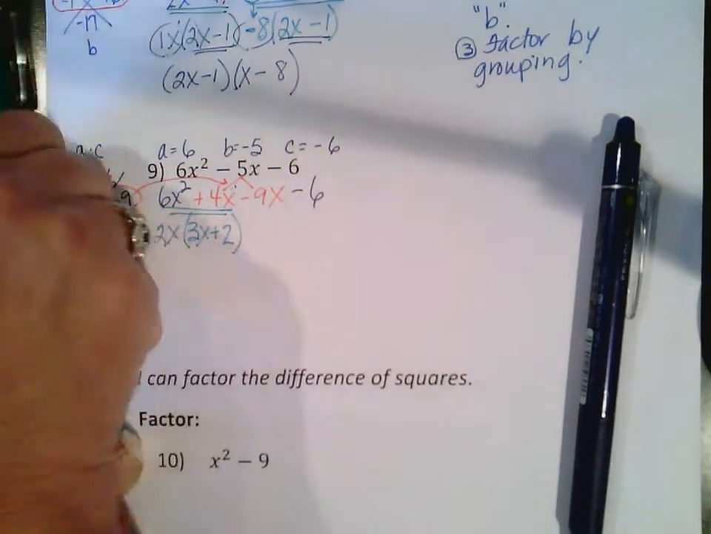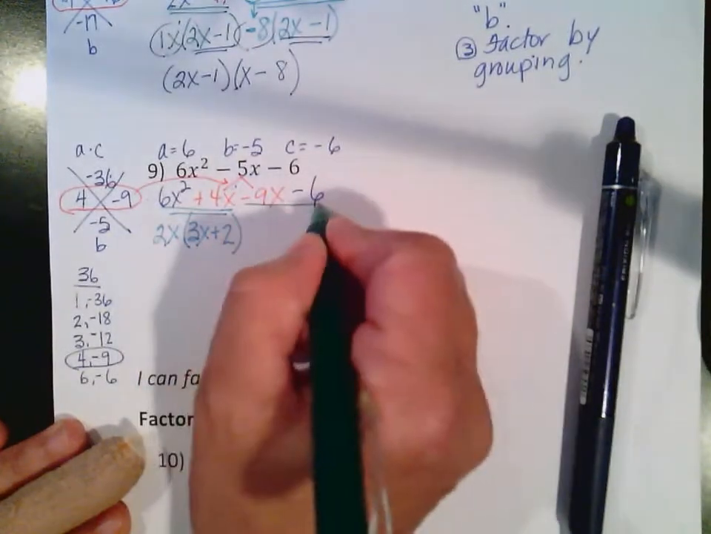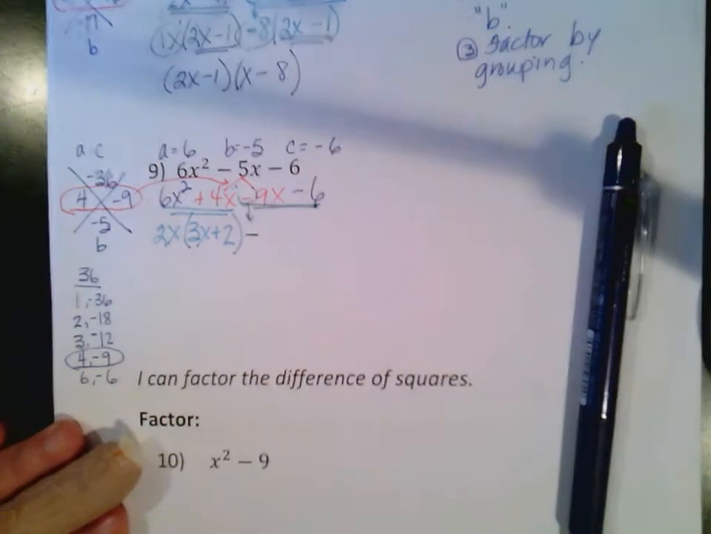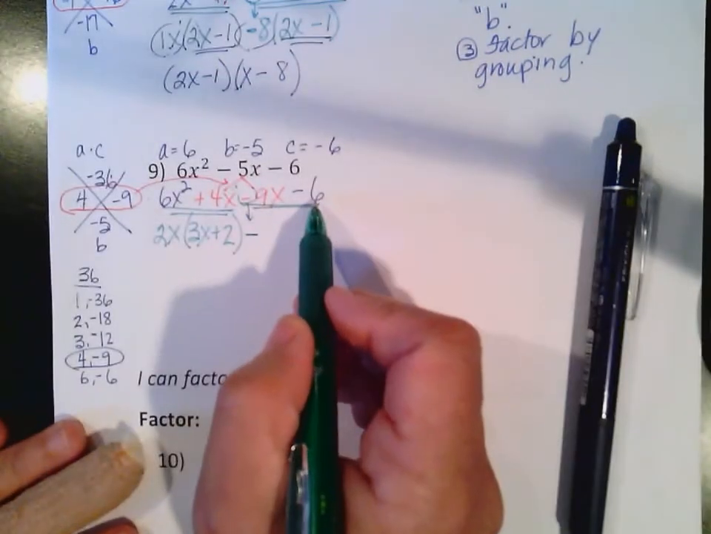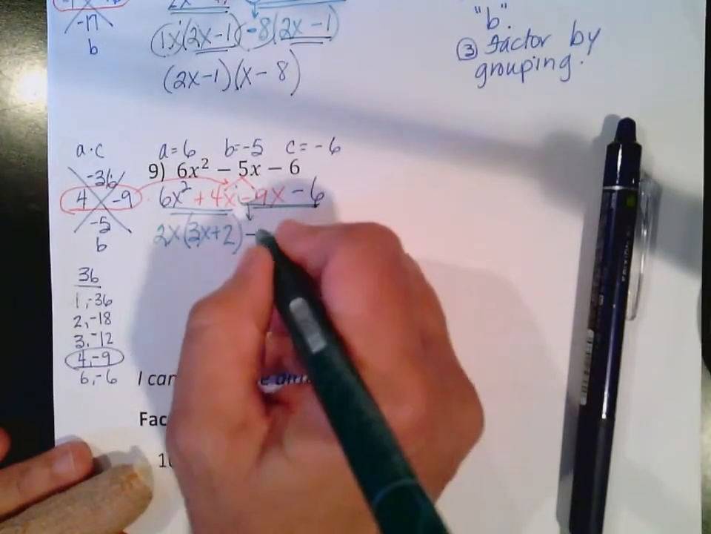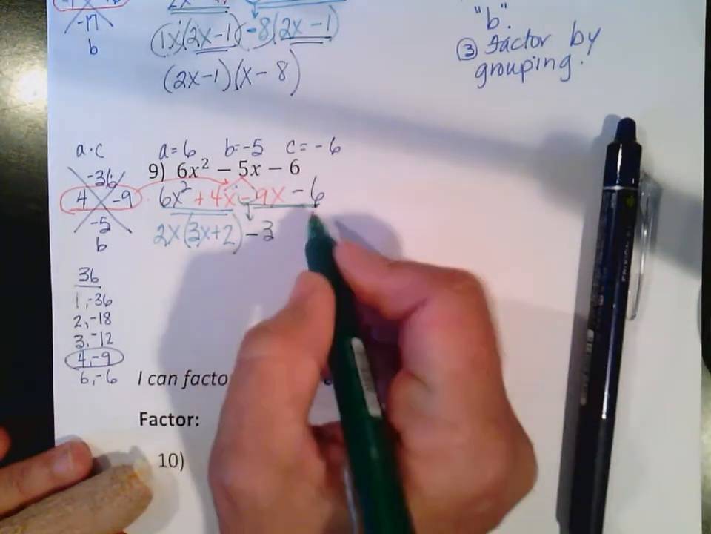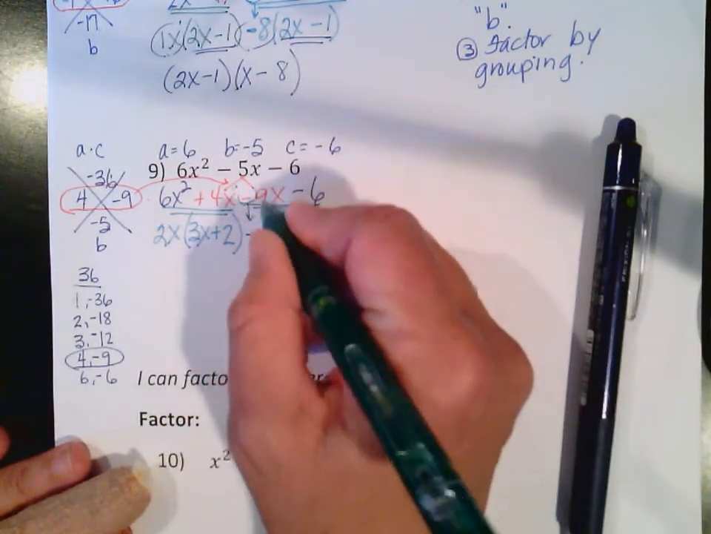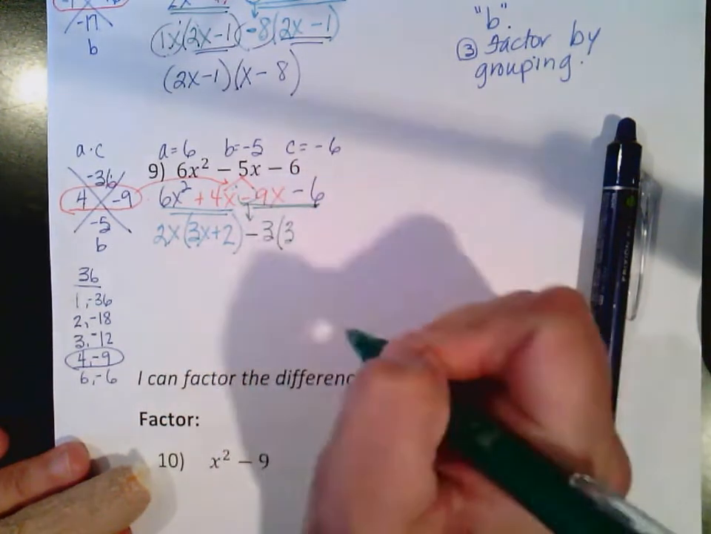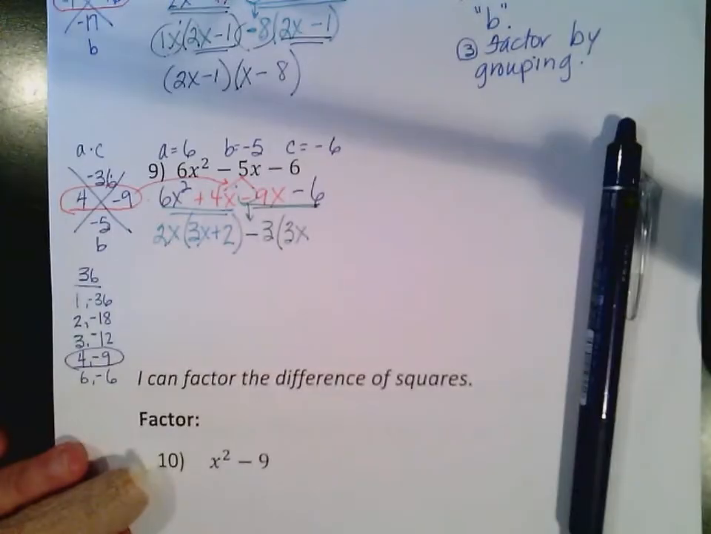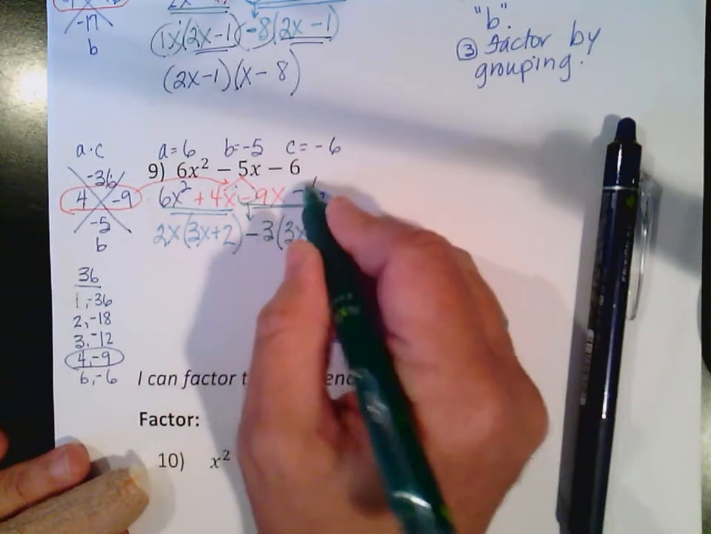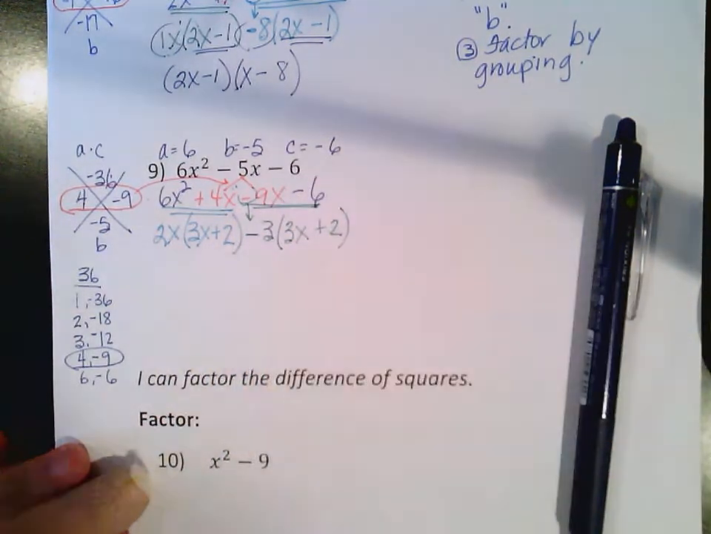On this one, for my next group, that first term is negative. That means I'm factoring out a negative. 9 and 6, the largest number that goes into both 9 and 6 is 3. 6 doesn't have an x, so I can't take an x out. Negative 3 times positive 3 gives me negative 9, and I still need the x. Negative 3 times positive 2 gives me a negative 6. And that's the end of that.